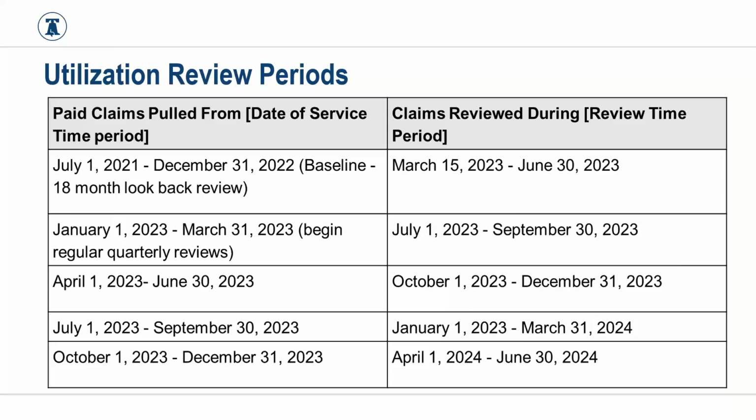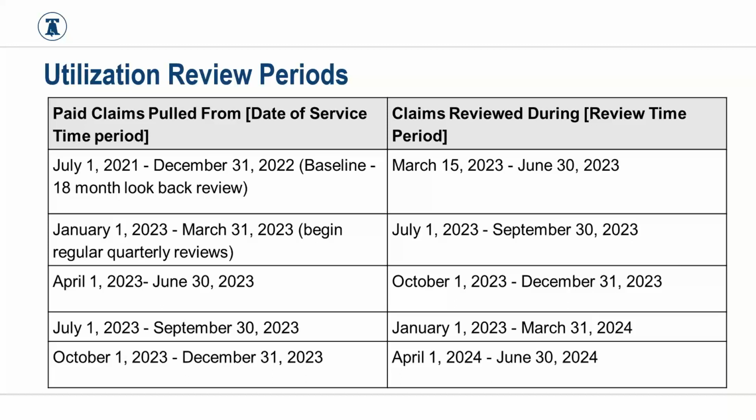That initial claims review period will be looking at a full 18 months of claims. And this is related to the OLA findings and the recommendations and the steps that the department needs to take on those. So the claims will be pulled from anything that was provided July 1st, 2021 through December 31st, 2022. So this is our baseline.